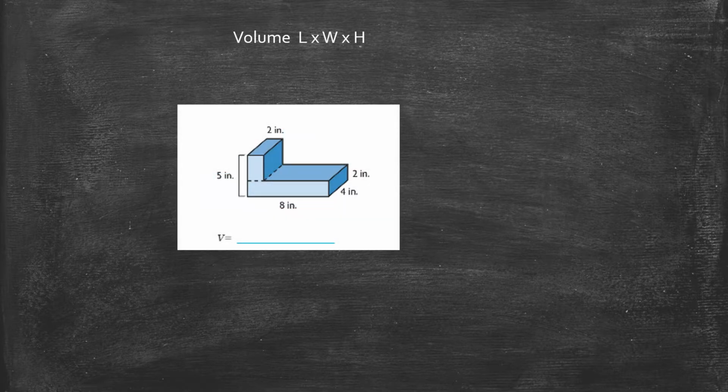Now we're working with volume. Remember, volume is length times width times height. Okay, so this was in the book, and they went ahead and gave you a dotted line right here to show you where to cut that piece off. Okay, so now you have two different lengths. You have an 8-inch and you have a 2-inch. You have two different heights.